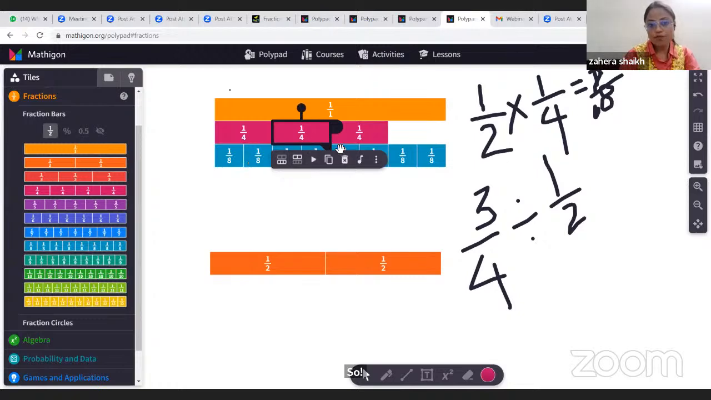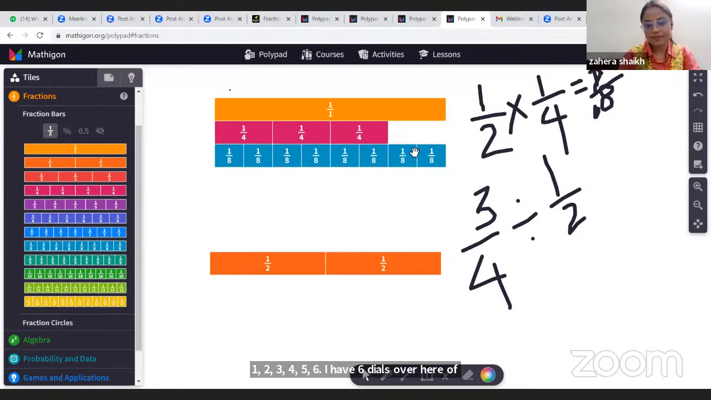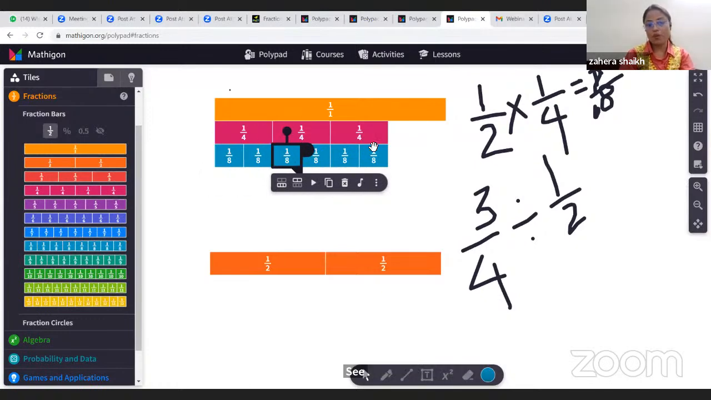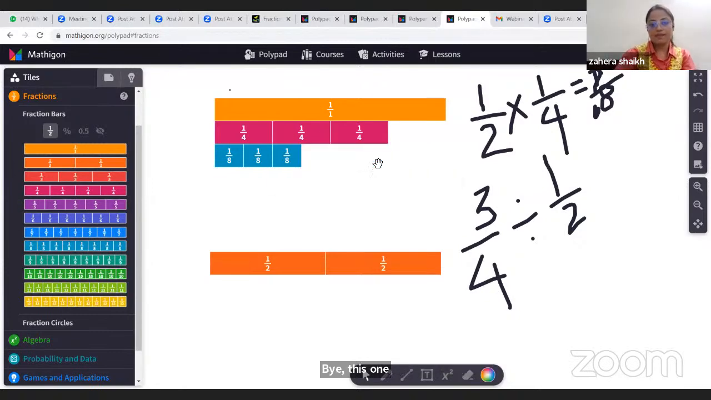1, 2, 3, 4, 5, 6. I have 6 tiles over here of 1/8. And if I make a half of it, I can get 3 out of 8. Right? See, this is my number. Half of 3/4 is nothing but this one. Yes, I got it. Right?